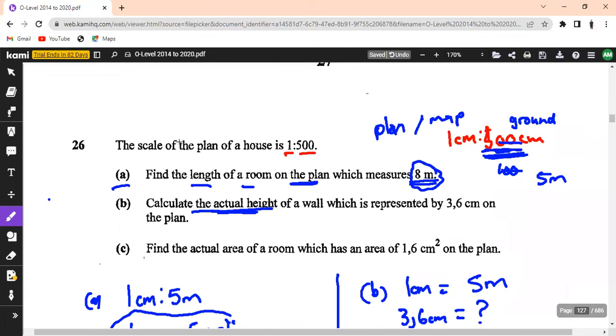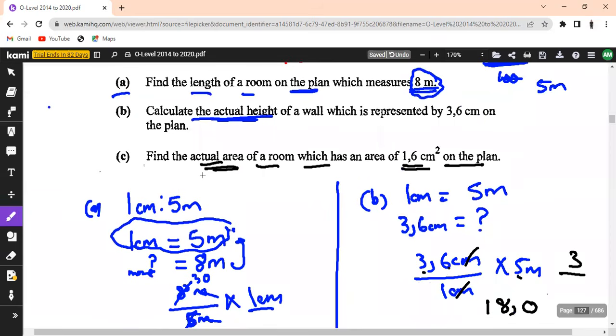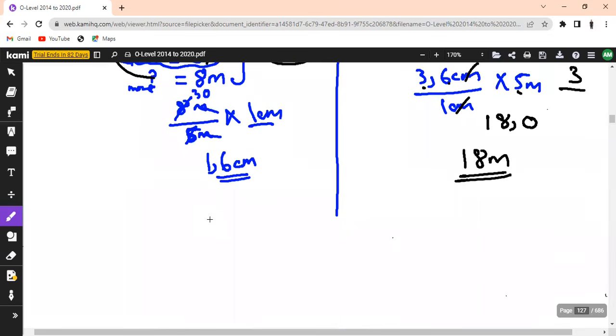Just like that. And we are now asked to find the actual area of the room, which has an area of 1.6 square centimeters on the plan. So what is the actual area? We need area this time. So remember, guys, I told you that this is your scale factor. Whenever you are using sides and so forth, you use this because it's your scale factor. But the moment you talk of area, you need an area factor. So we are going to start with our scale factor first.